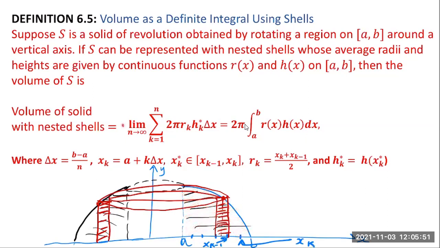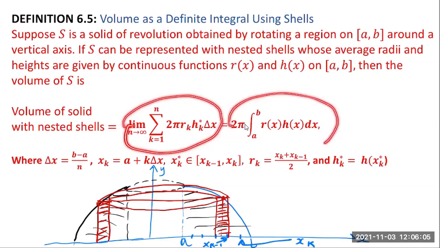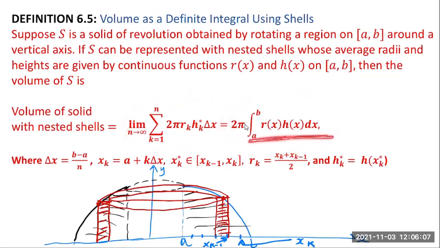But if you want the exact volume, what do you have to do? As always, you take the limit as n goes to infinity. When you take the limit, your delta x becomes smaller and smaller, so you get a better and better approximation. By definition of the definite integral, this limit is nothing but 2 pi times this particular definite integral. That is the idea. All right, with that, let's move on.